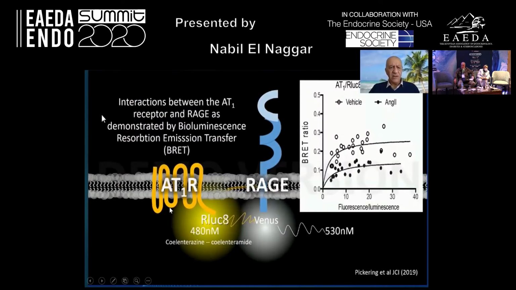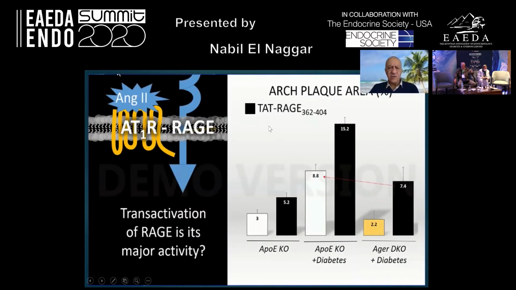Here is an example of an AT1 receptor transactivation of the RAGE, and this will induce the same sequence of events that are produced when advanced glycation end products attach to the RAGE. And here is the effect of this transactivation on the plaque area in the aortic arch. You can see here that in diabetics, the aortic plaque area is much greater than in the wild-type animals with ApoE knockout plus diabetes. However, when we block the RAGE receptor here, you can see how much is the reduction of the aortic arch plaque area in these animals.